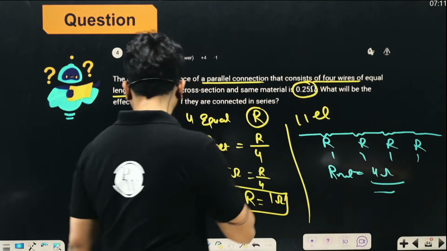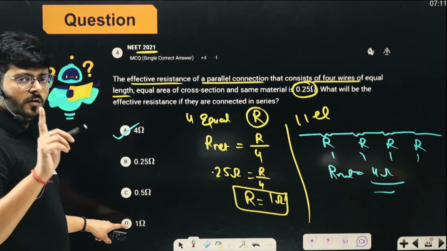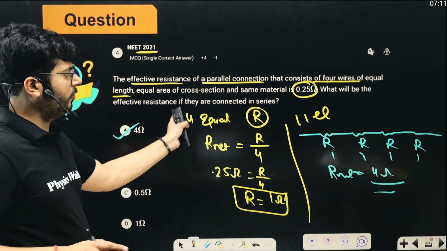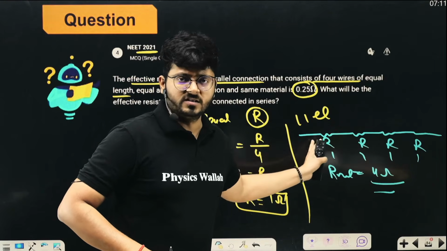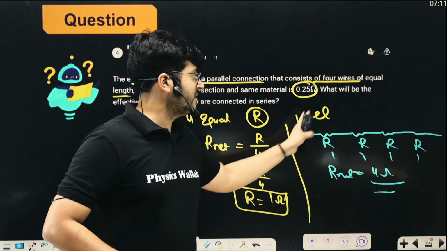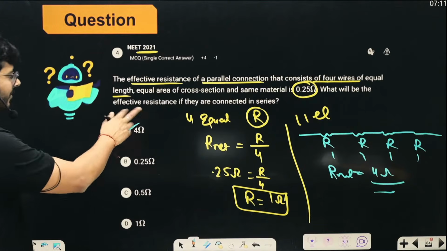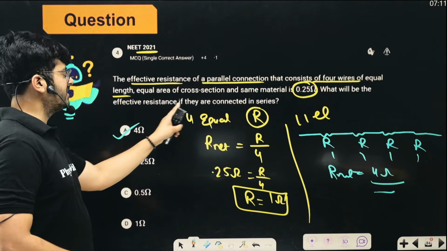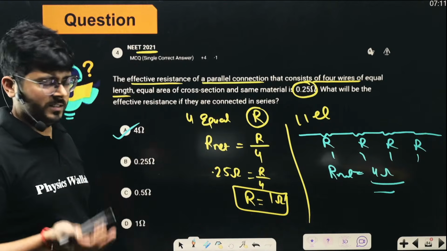Some kid is saying D. They are not asking about one of the resistances. We are saying that all 4 resistors are added in parallel, series after that. What is the net resistance once they are added in series? That is what we have to answer. What will be the effective resistance if they are connected in series?